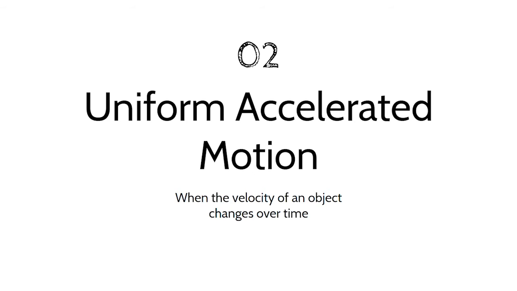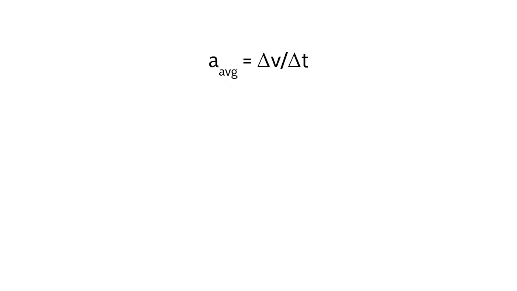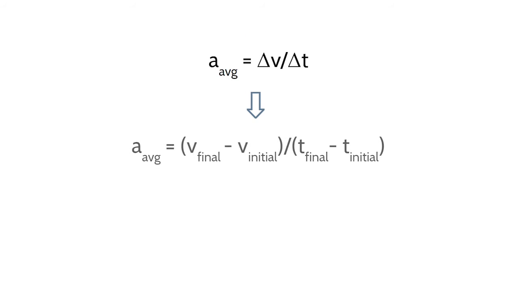Let's move on to uniform accelerated motion. We're taking the concepts learned from uniform motion and adding the factors of acceleration and gravity. Here we have 9.81 meters per second squared as acceleration due to gravity, but 10 meters per second squared is also accepted. Just like the average speed equation, the equation for average acceleration depends on change values and is abbreviated as a equals v over t.